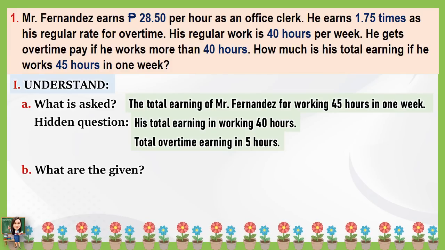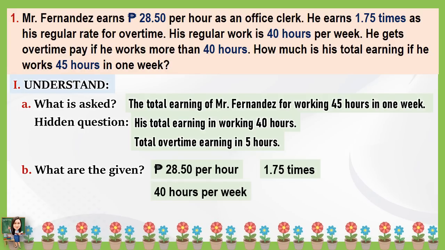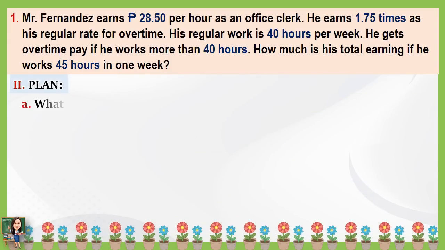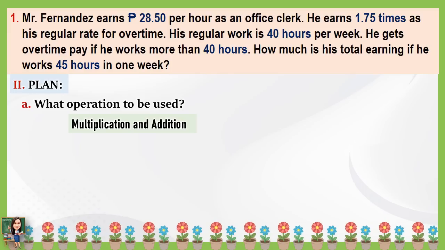Letter B. What are the given facts? The given facts are 28 pesos and 50 centavos per hour, 1 7/75 times, 40 hours per week, and 45 hours in 1 week. Second step is to plan. What operation to be used? The operations to be used are multiplication and addition.